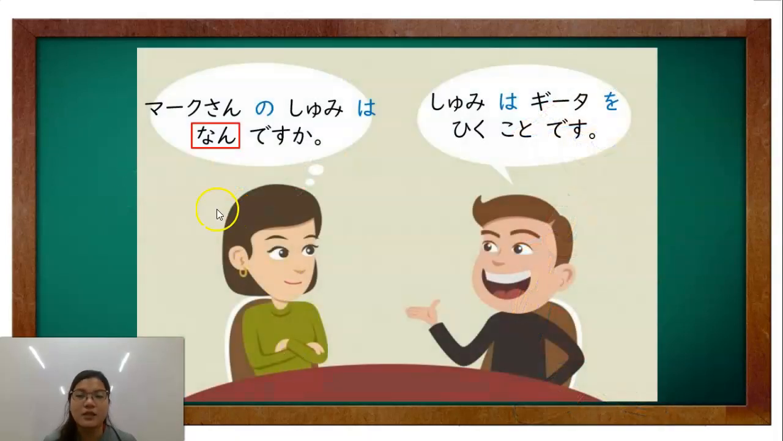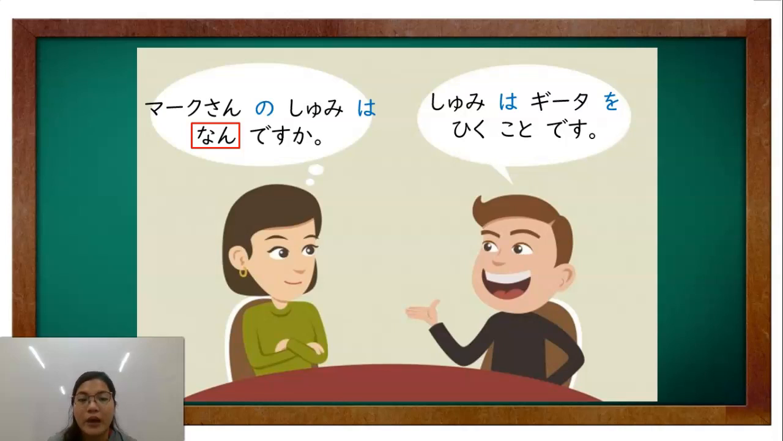Okay, next is another example. Mako-san no shumi wa nan desu ka? Okay, so, tinatanong niya si Mako-san kung ano yung hobby niya. Then, Mako-san answers, shumi wa gita o hiku koto desu.